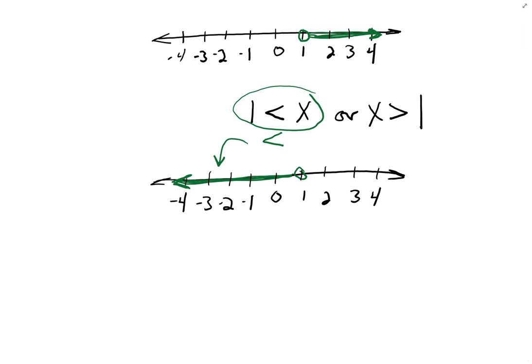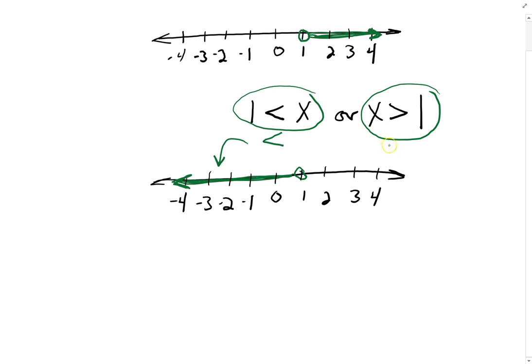The relationship between the x and the 1, the right side and the left side of the inequality, is exactly the same. You would just read it slightly differently. This first one you would read "1 is less than x." The second one you would read "x is greater than 1," but they both express the same relationship between x and 1.